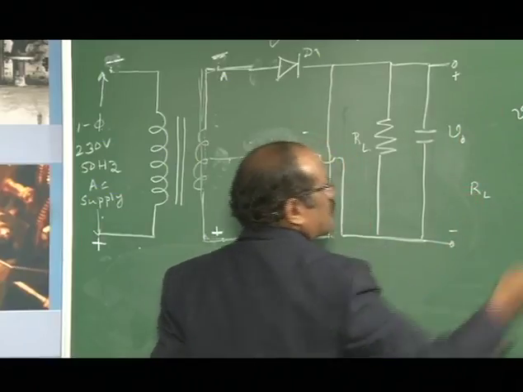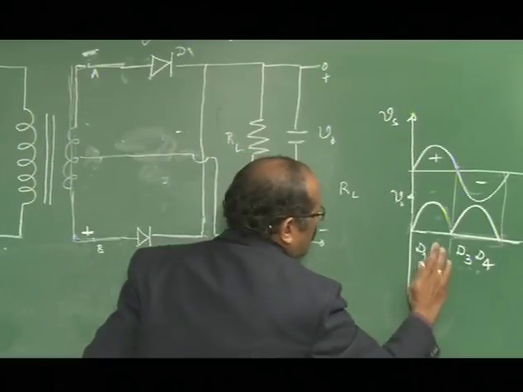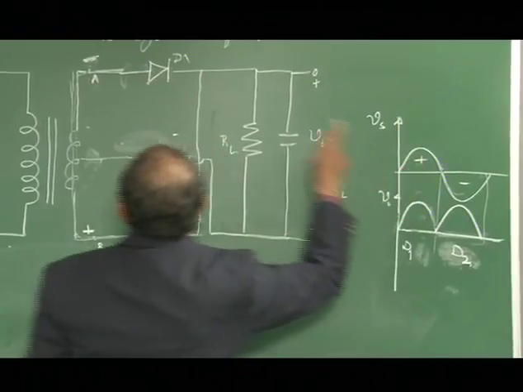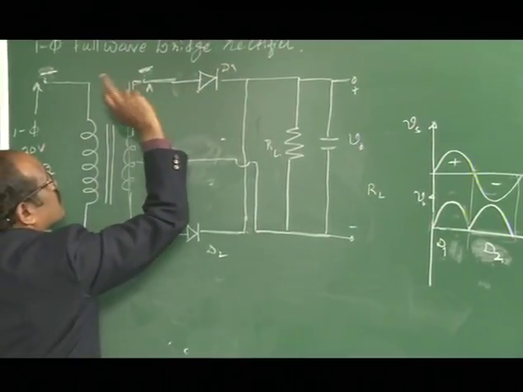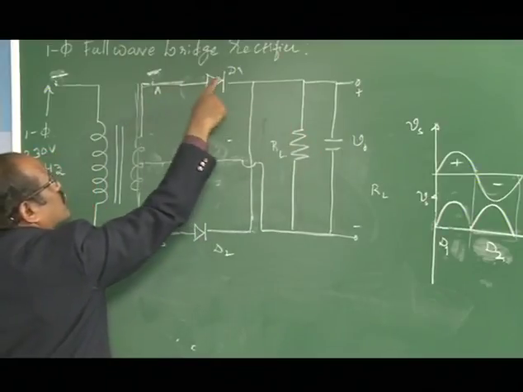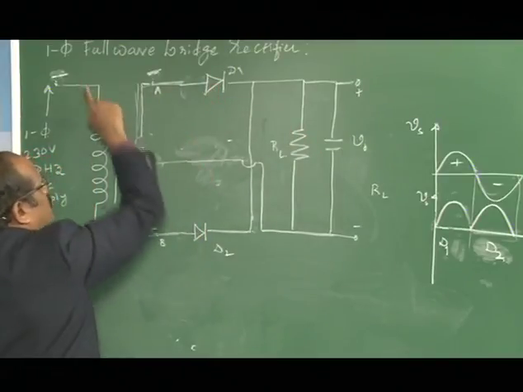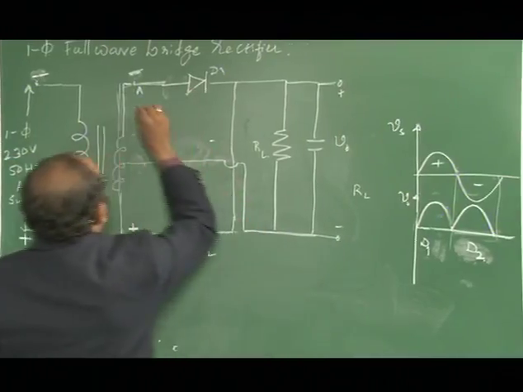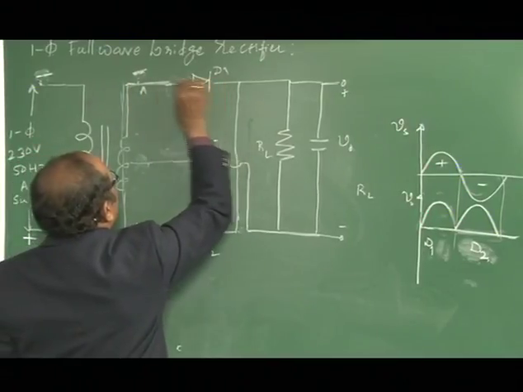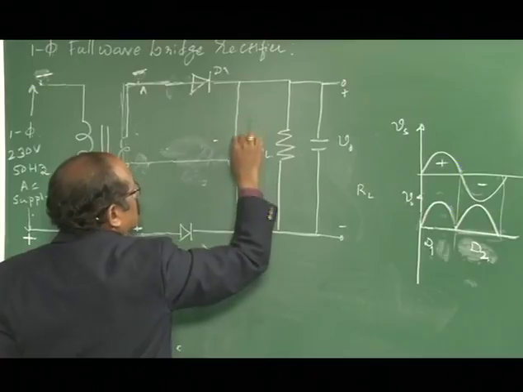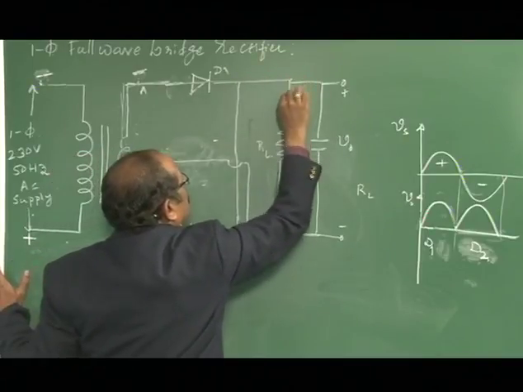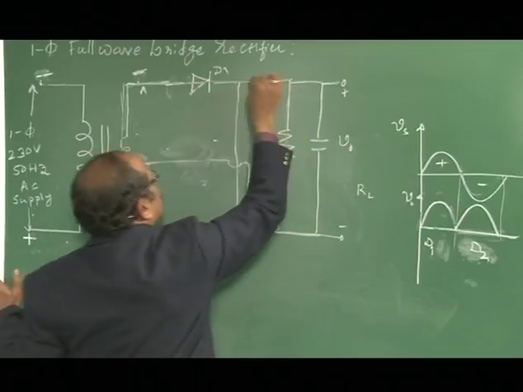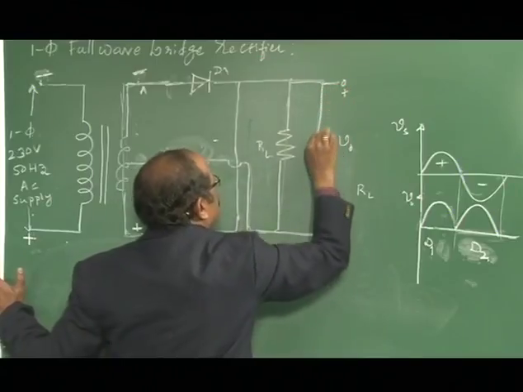This is whatever you are observing here. This is D1, and this will be D2. This is the input signal. During the positive cycle, what happens? The diode D1 conducts. The load terminals are connected to the source terminal through the conducting diode D1. During the positive cycle, diode D1 is forward biased and D2 is reverse biased. Current starts flowing from terminal A through the diode and then through the resistance. That is one current. The other current path is through the capacitor.